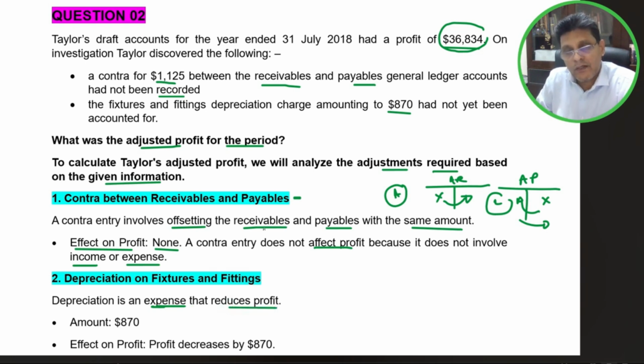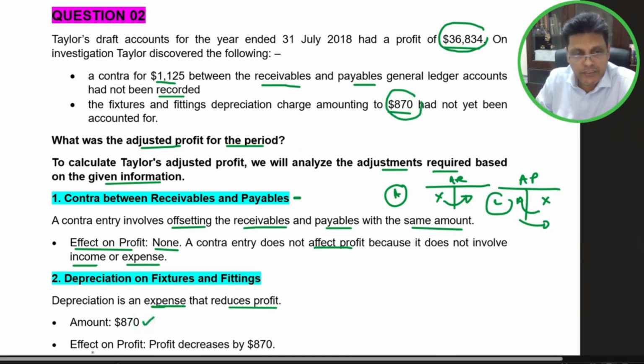So therefore the depreciation charge for the period, $870, had not been recorded. So this is the $870. So what is the effect on profitability? So profit decreases by $870. So this is an expense.